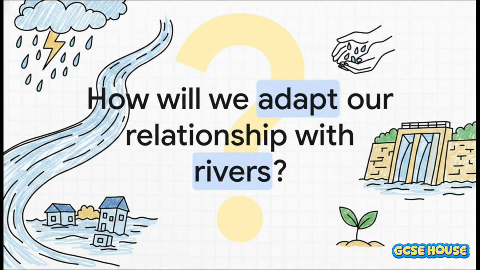So, that brings us to the big final question, doesn't it? As our world changes, as our climate changes, rainfall patterns are getting more extreme. The story of our rivers isn't over. In fact, it's being rewritten right now. And how we decide to change our relationship with them, well, that's going to define our future landscape.